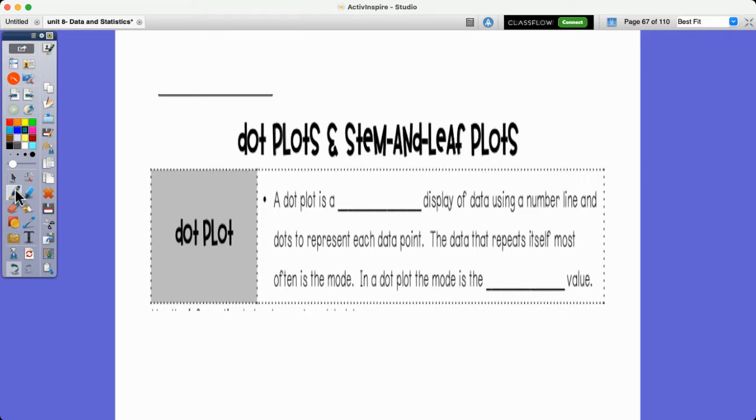A dot plot is a visual display of data using a number line and dots to represent each point. So visual. The data that repeats itself the most often is the mode. In a dot plot, the mode is the tallest or highest value.